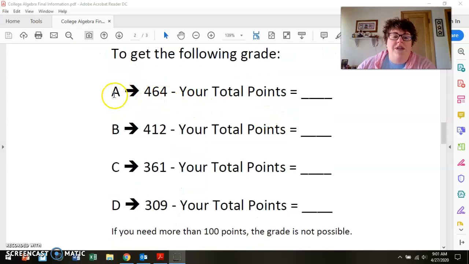Depending on what grade you want, take that number and subtract your total points. That's what you need to make on the final to get the grade you want in the class. If you need more than 100 points, the grade is not possible, so switch to another one. If you need individual help figuring this out after Thursday, please reach out to me and I can help you with that.